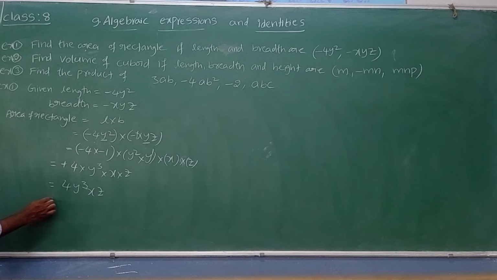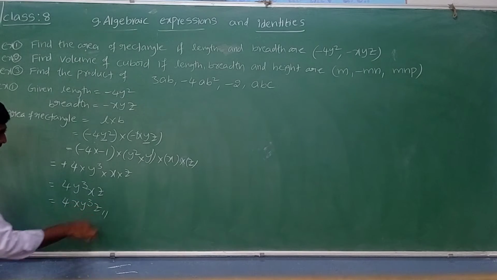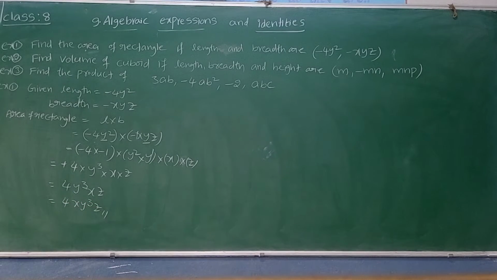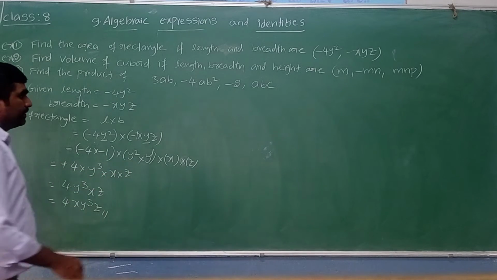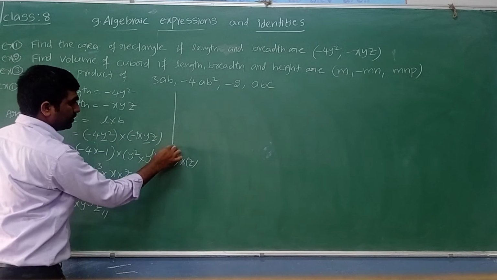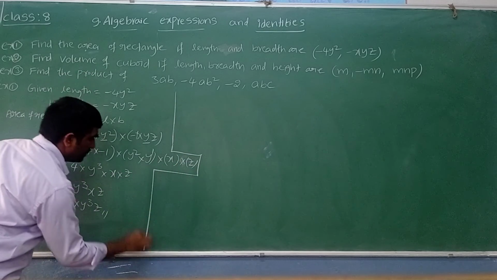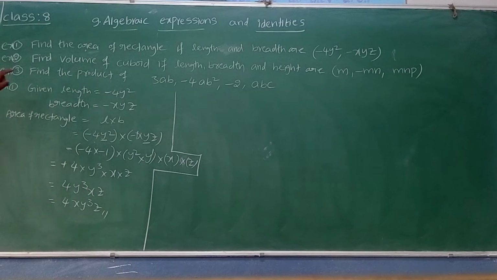If you still want to write it in order, we can write it alphabetically: first x, next the y term, next the z term. That is the way you can multiply. First multiply constants, then same variables. Now let's see one more example, example 2.